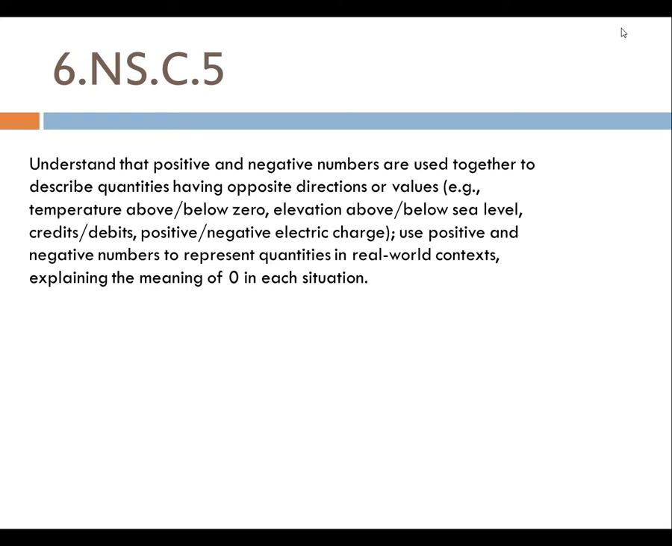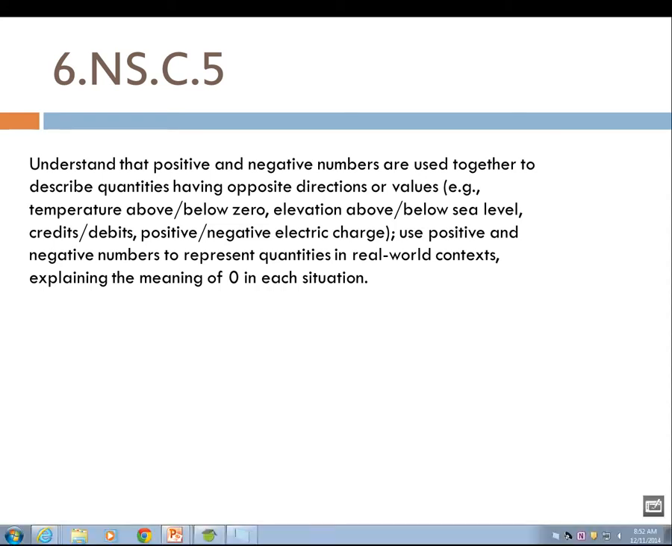So we're going to paraphrase this when you write down what I will learn today. It says, understand that positive and negative numbers are used together to describe quantities, having opposite directions or values. For example, temperature above, below zero, elevation above, below sea level. Credits, debts, positive, negative, electric charge, use of positive and negative numbers to represent quantities in real-world context, and explaining the meaning of zero in each situation. So you can paraphrase that by saying, understand that positive and negative numbers are used together in opposite directions.